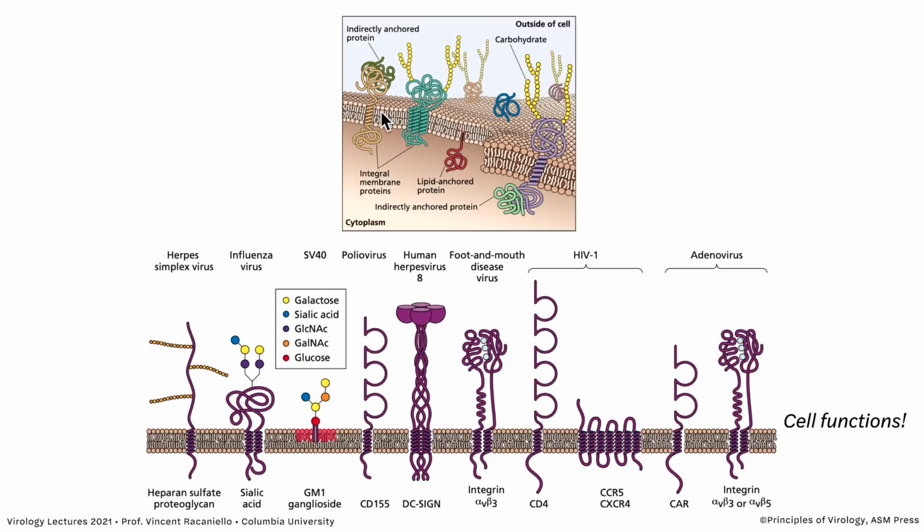You have integral membrane proteins, where there's a part of the protein outside the cell. Here's the interior of the cell, the cytoplasm. You have a transmembrane segment and a cytosolic segment. And sometimes these are multimeric. This is a trimer.